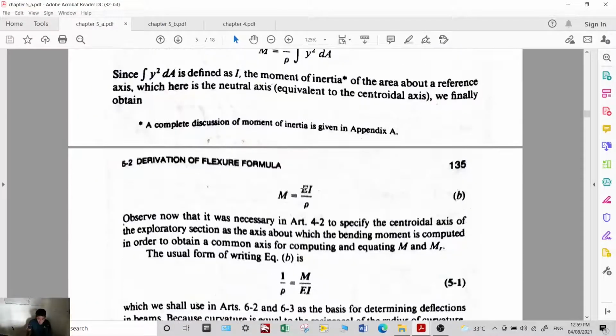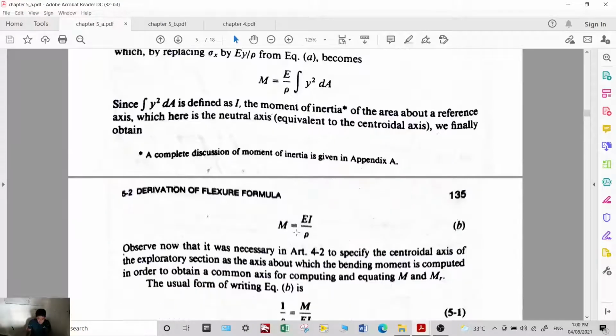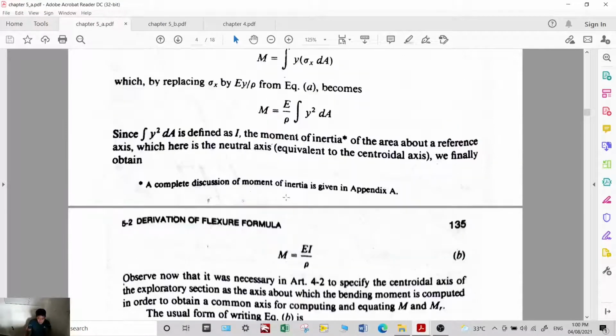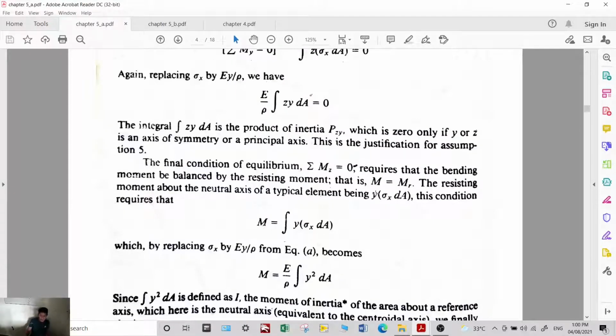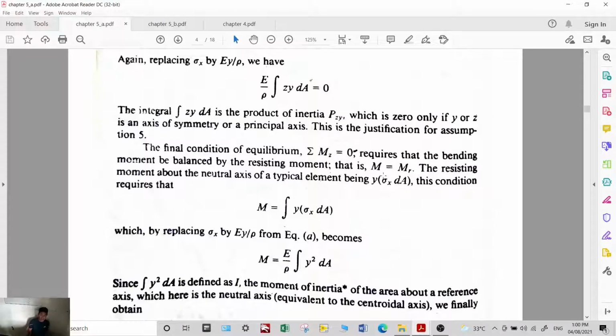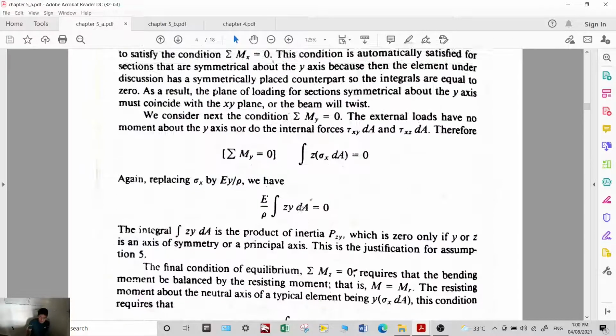the final equation we want to get is moment equal to EI over rho. Okay? Which we get by applying moment along z. The final condition of equilibrium, summation of moment along z equal to 0, requires that the bending moment must be balanced by a resisting moment. So the resisting moment about the neutral axis is the integral of y sigma x dA.